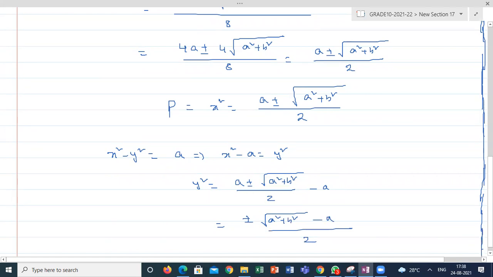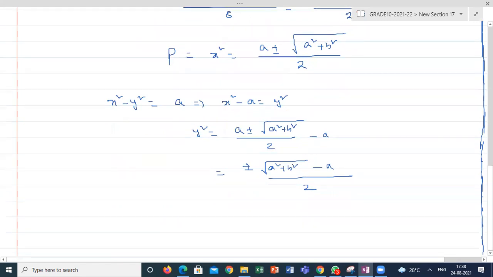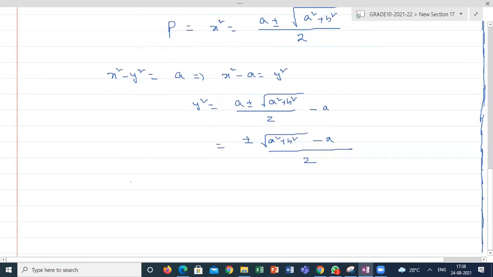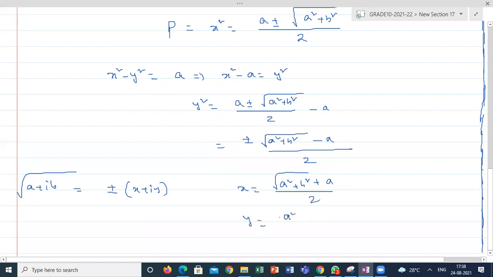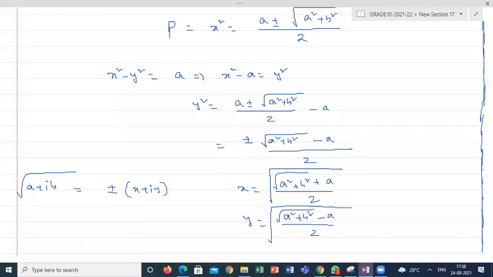Minus a by 2. Yes. So from here, I can conclude the square root of plus or minus x plus iy is the square root of a plus ib. From here, I can write x is equal to the square root of a square plus b square plus a by 2, and y is equal to the square root of a square plus b square minus a by 2. Will you agree? Yes, sir. So this is one of the straight formulas I can use to solve the square root of a complex number.